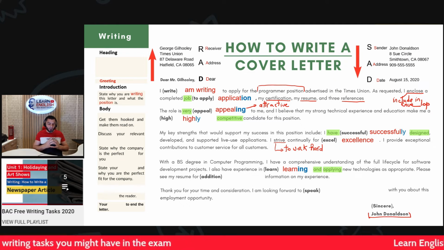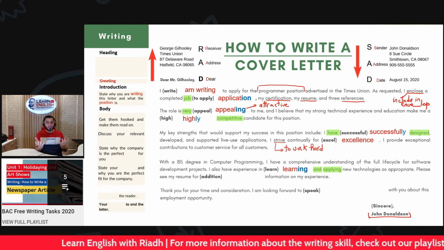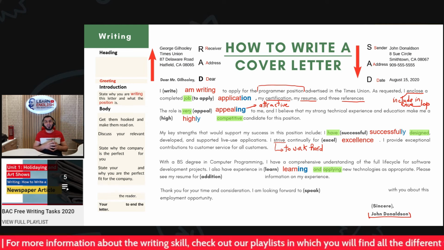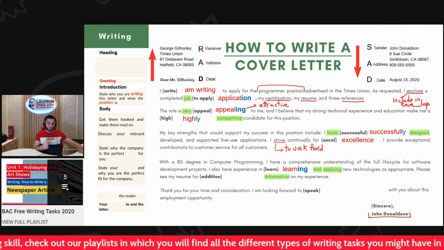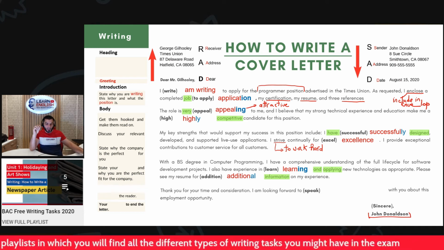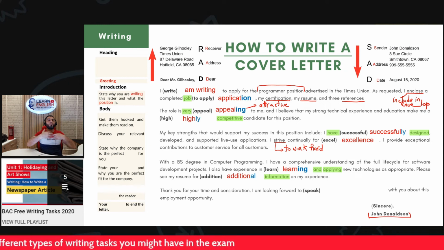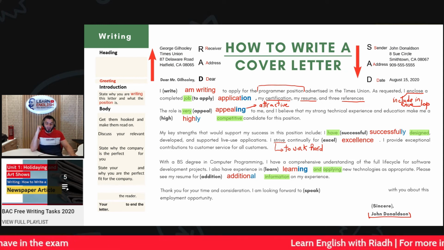Please see my resume or CV for additional information on my experience. So again, information is a noun, and we know that we need an adjective before a noun. What is the adjective that comes from addition? It is additional. So here, please see my resume for more information, additional information, supplementary information on my experience.